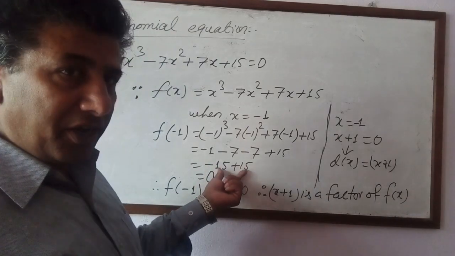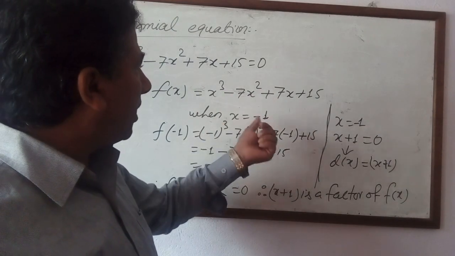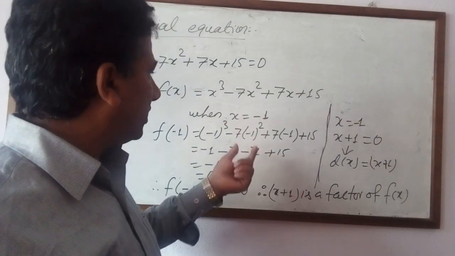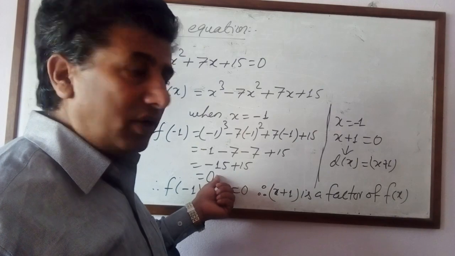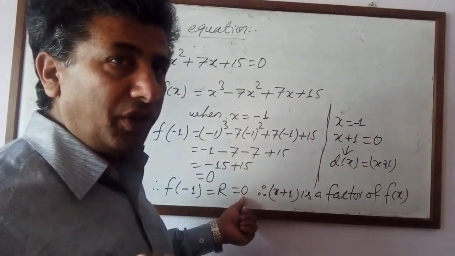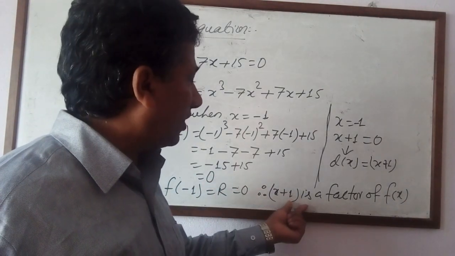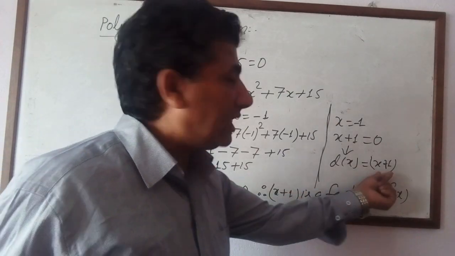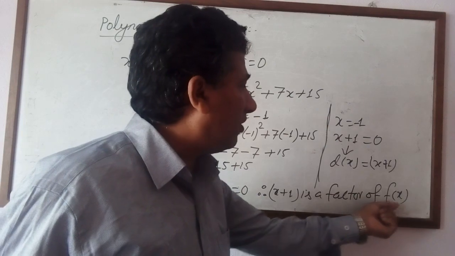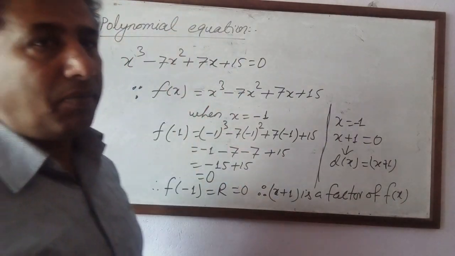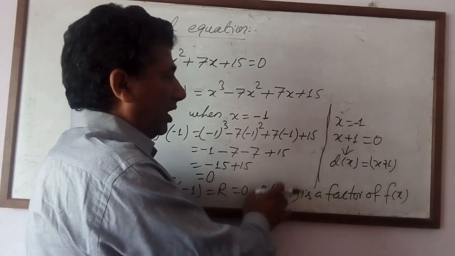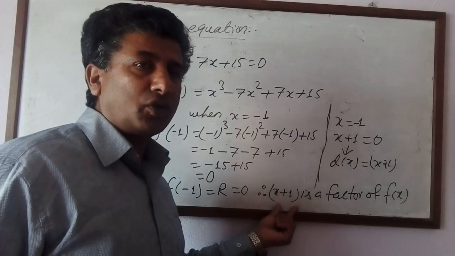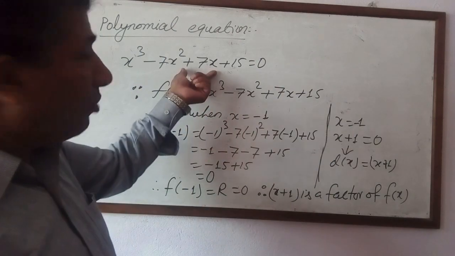We used the remainder theorem. It means we divided this by x plus 1. After dividing by the divisor x plus 1, the remainder is 0. When the remainder is 0, we know the factor theorem. Now, this is the use of the factor theorem. When the remainder is 0, the divisor x plus 1 is a factor of f(x). Now, by the help of the remainder theorem and by using the factor theorem, we found one factor, x plus 1. Similarly, you can find two more factors also.